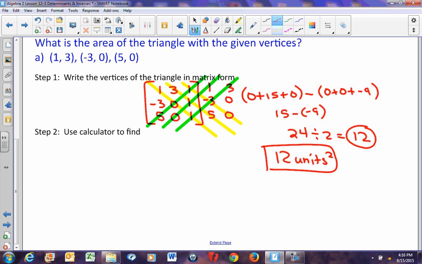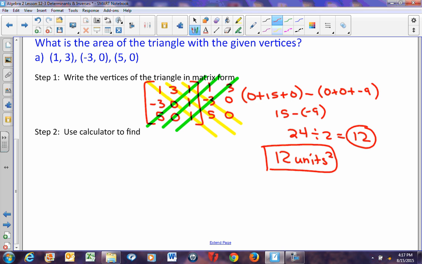Always make sure you've got the matrix in properly. And then we need to find the determinant of it. So if I hit matrix, I need math. So scroll over to the math menu, and you'll notice the first thing it looks for is determinant. So hit determinant, and then second matrix, and pull up matrix A. And it tells you the determinant is 24, and then divide it by 2. After that is 12.